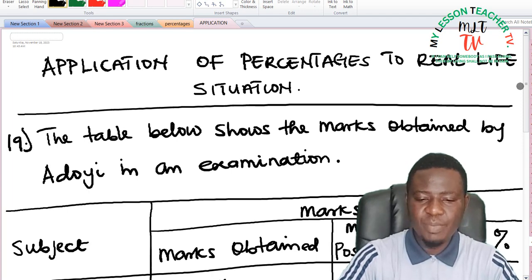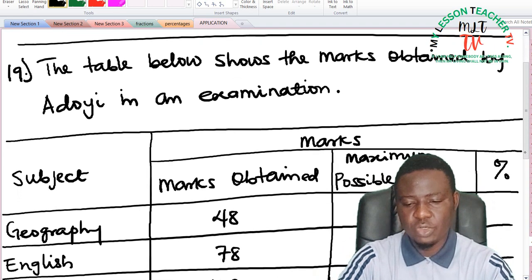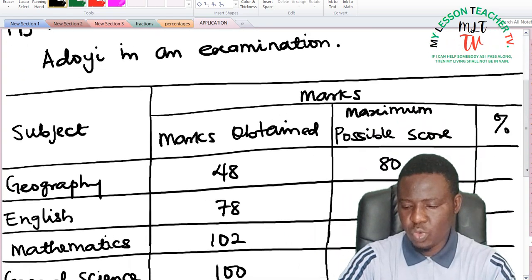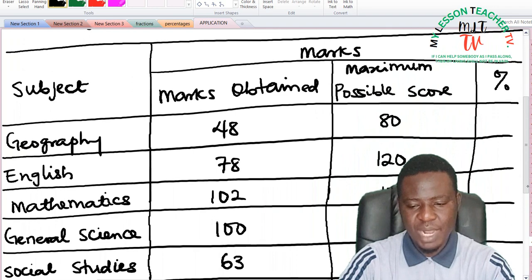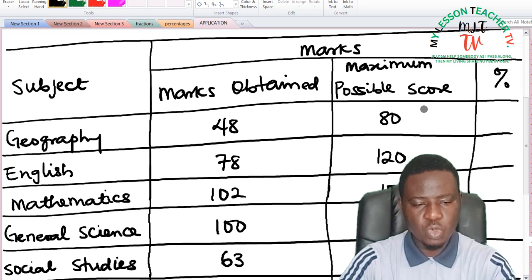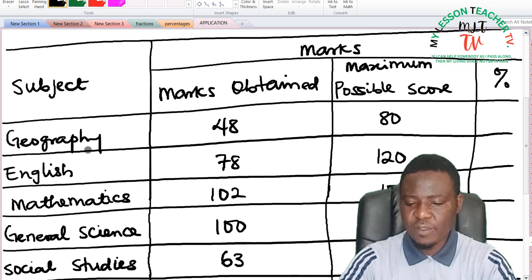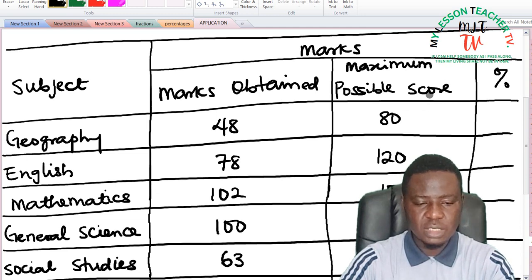Question 19 on application of percentages to real life situation reads that the table below shows the marks obtained by Adoyi in an examination. So we have the subject he entered for, as well as the marks obtained and the maximum possible score. You can as well use this to calculate your percentage as a student to know your grades. So in geography, Adoyi scored 48, and the maximum possible score for that subject is 80.